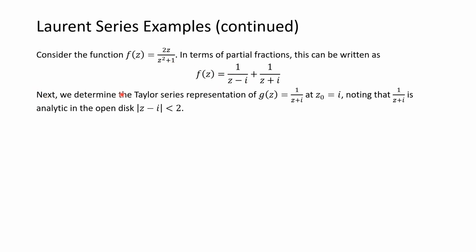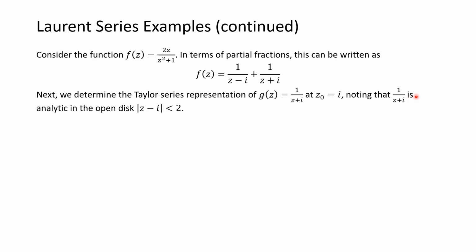And to do that, we'll use a trick here. We'll make use of this first term, since that's already in the form z minus i, and then we'll express this second term as a Taylor series about z equals i. And that's what I'm noting here.